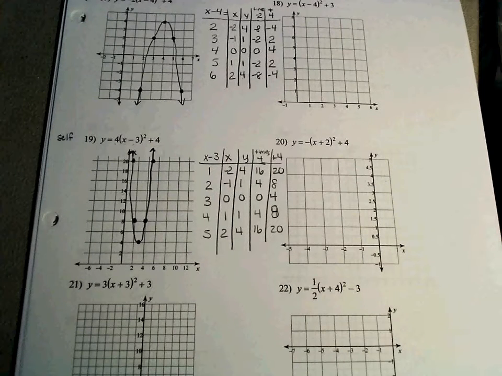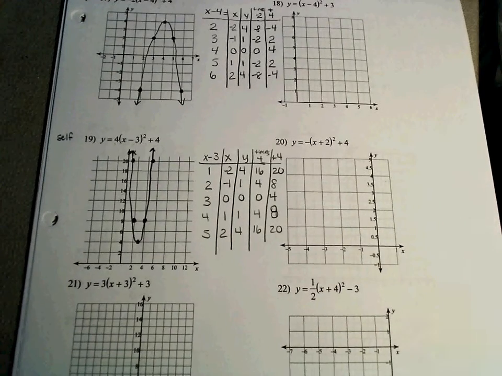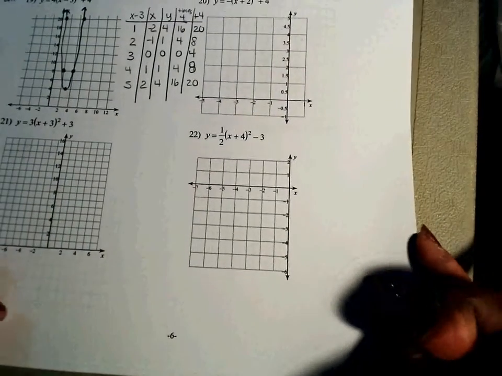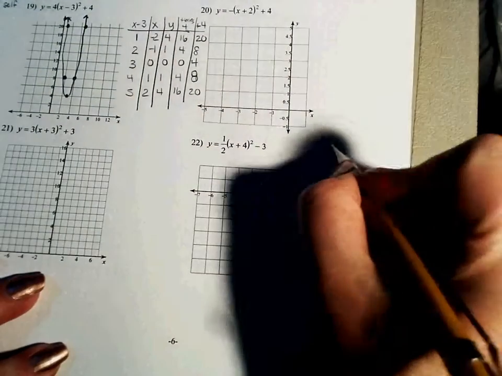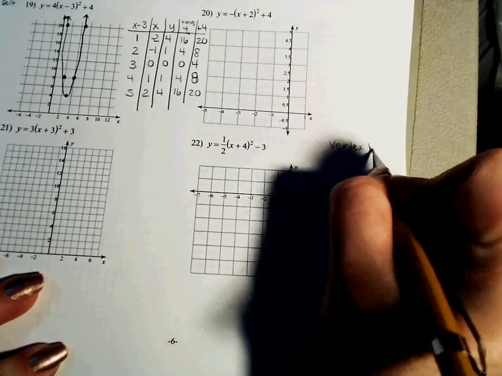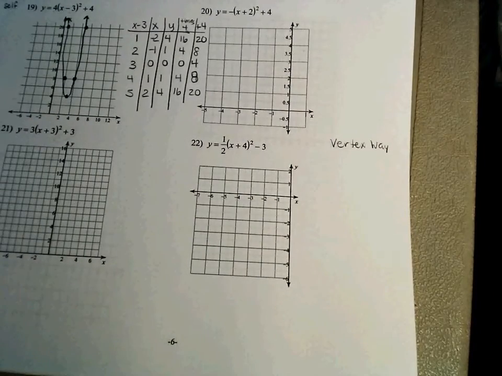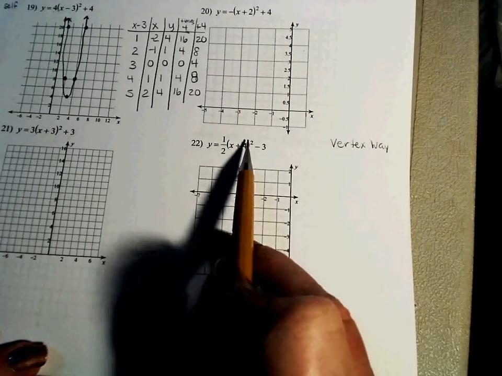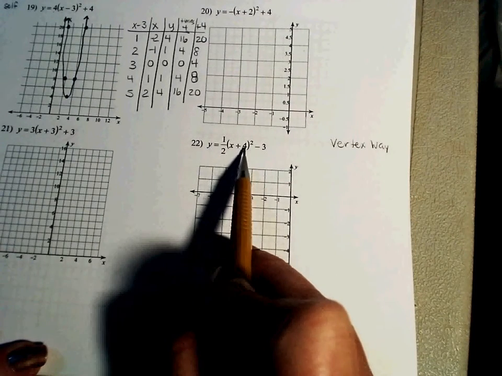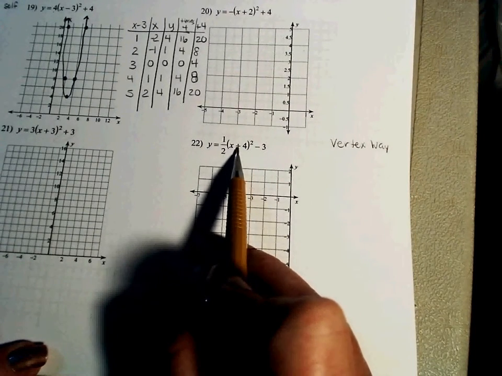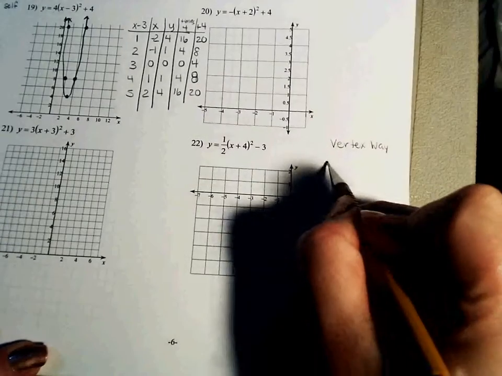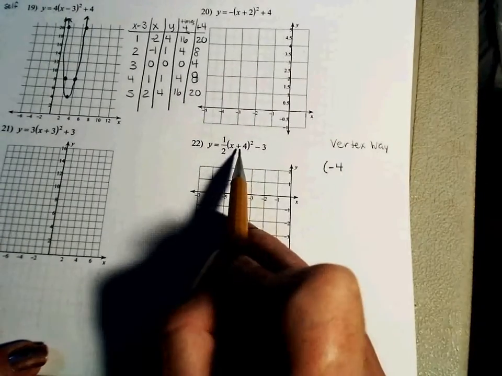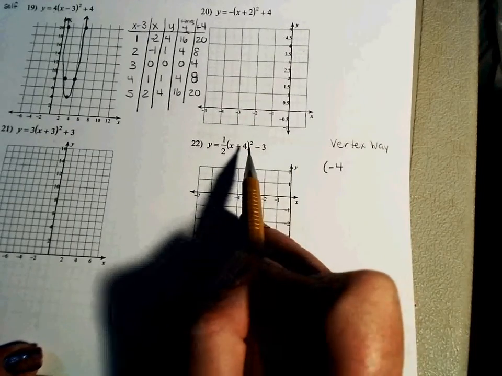And now I'm going to do problem 22 by the vertex way. So this is the Woods way. Now I'm going to do the vertex way. So the first thing to do in the vertex way is to find the vertex. Well, I find the x from here. Now guys, the shortcut is it's always opposite. So if this says x plus 4, then my vertex is really -4 because plus moves it left. So my vertex starts at -4.